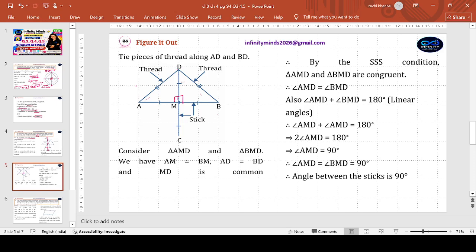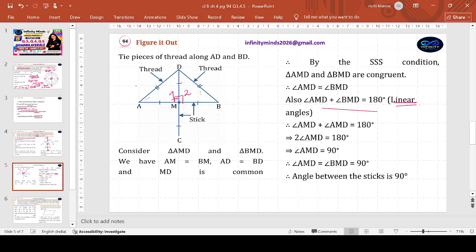So we fix. Now mathematically going, consider these two triangles. AM is equal to BM, which was in a way given because we fixed it at the midpoint. AD is equal to BD, that we will make sure, and MD is common. So by SSS, the two triangles are congruent, and by CPCT, if I name them, I can have angle 1 equal to angle 2. But also angle 1 plus angle 2 forms a linear pair. That means each is 90 degrees.